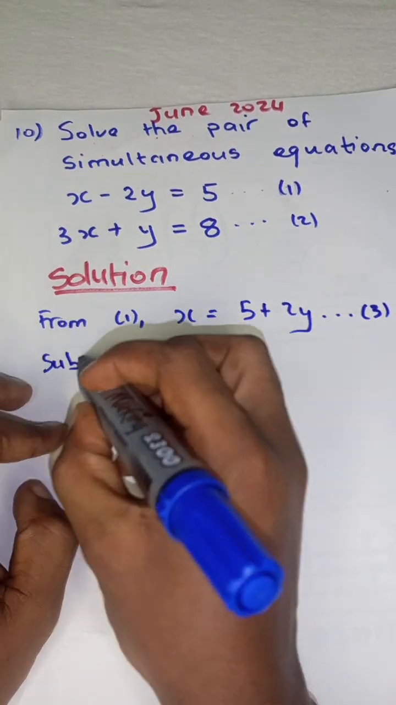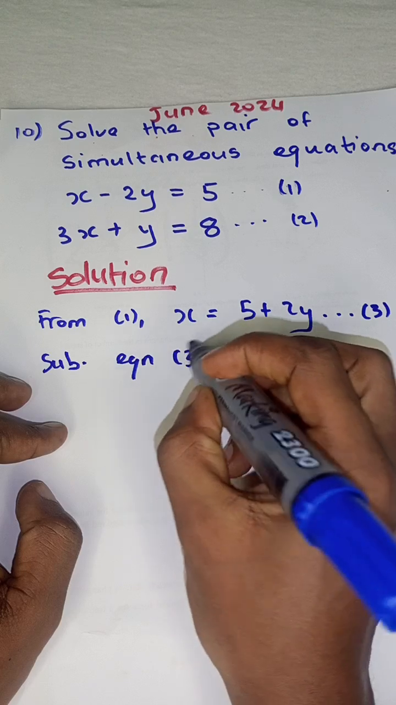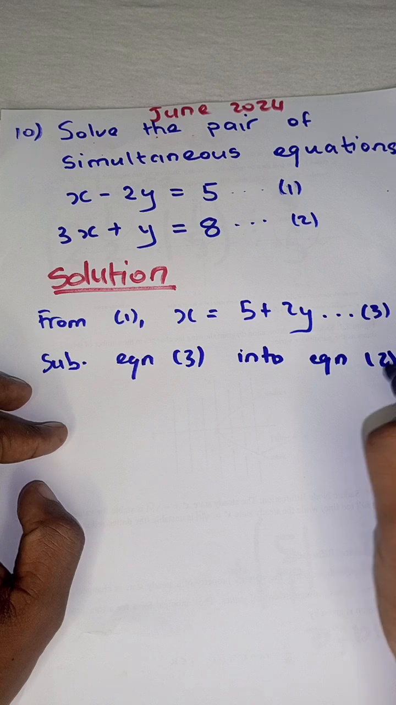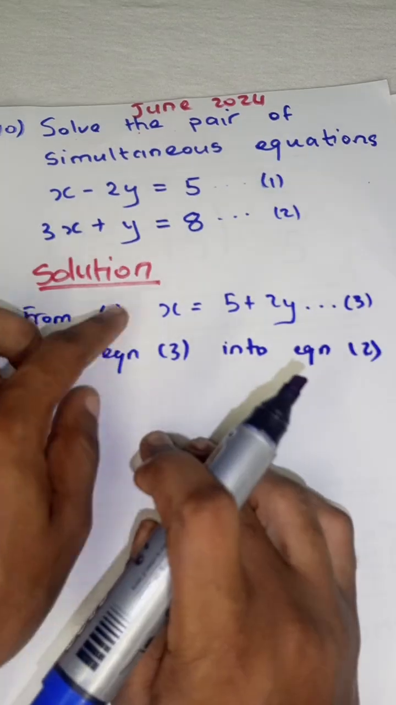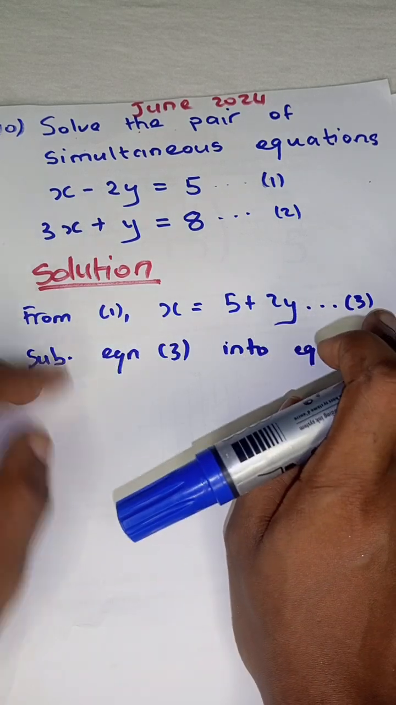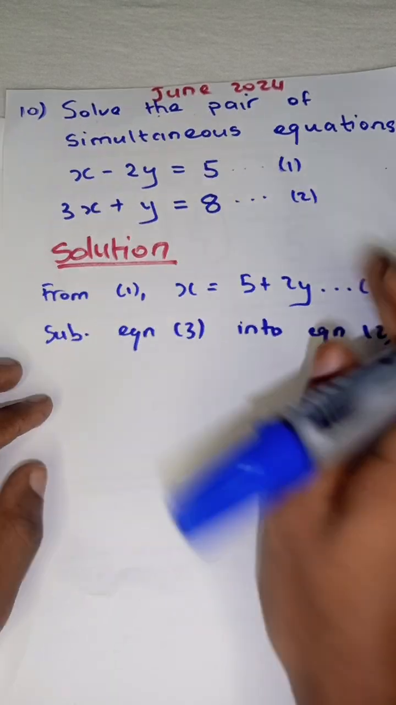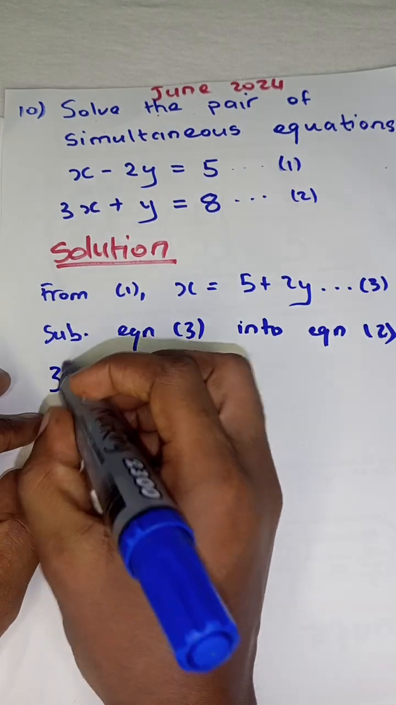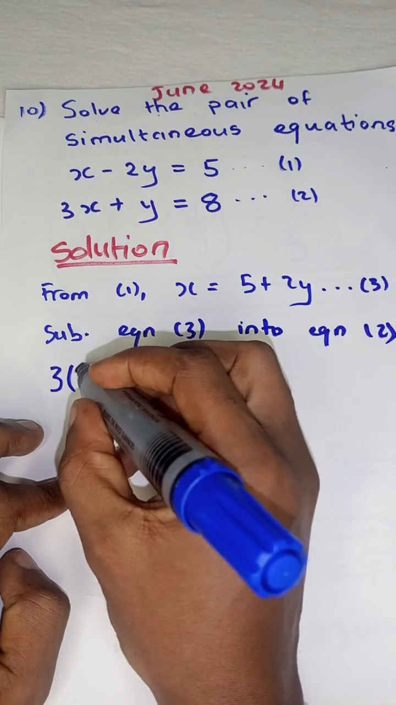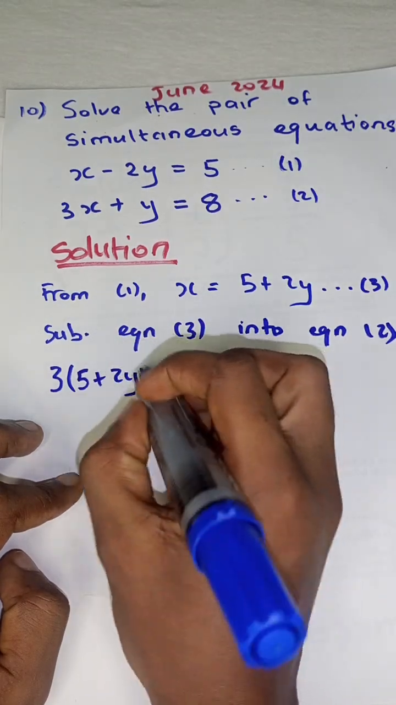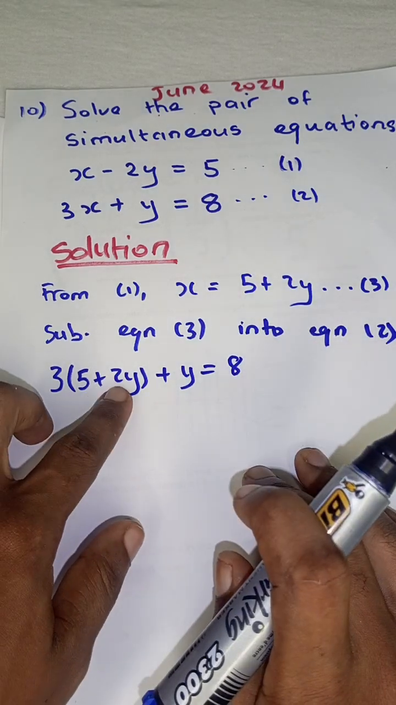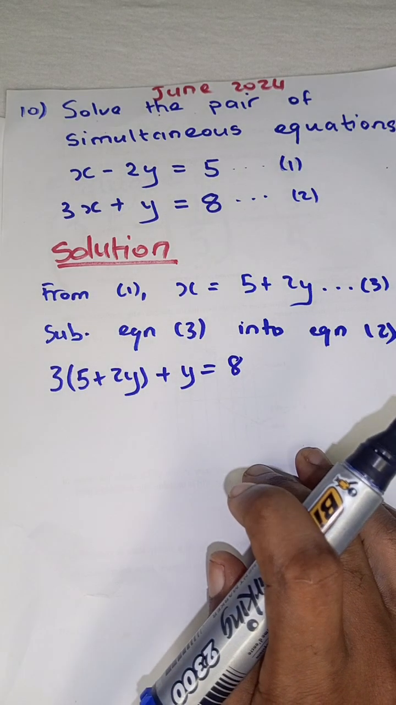Now you substitute equation 3 into equation 2. So you take this expression which you have for x from equation 3 and then we substitute that into equation 2 and we obtain 3. Instead of x, we are going to put this expression 5 plus 2y, plus y is equal to 8. So we've done a substitution here, and that's why this method is called a substitution method.